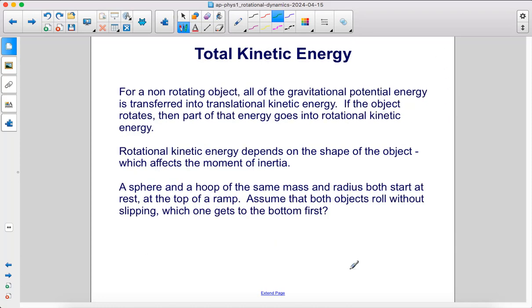For a non-rotating object, all of the gravitational potential energy is transferred into translational kinetic energy. If the object rotates, then part of that initial energy goes into rotational kinetic energy. Rotational kinetic energy depends on the shape of the object, which affects the moment of inertia. A sphere and a hoop of the same mass and radius both start at rest at the top of a ramp. Assume that both objects roll without slipping. Which one gets to the bottom first?